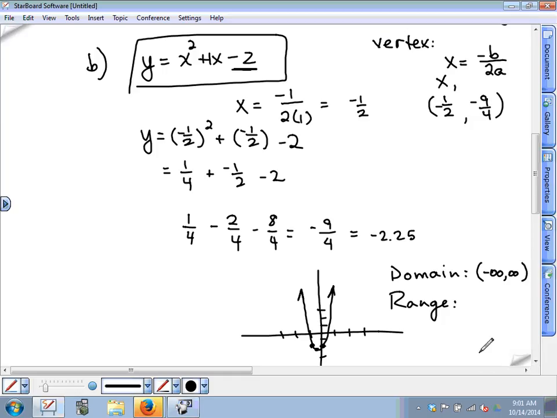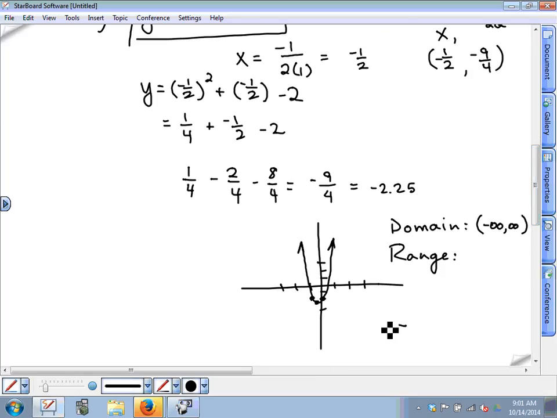Range is really depending on where the vertex is and whether it's facing up or down. The lowest point, the minimum value on the y-axis right here, or the smallest y number, is negative 2 1/4, right? Or negative 9/4. Let's use fractions. Is there any y value on the graph smaller than negative 9/4? No. So the range is from negative 9/4 to infinity. So that's an alternate way of finding a vertex if you don't want to complete the square. It's called the Vertex Formula.